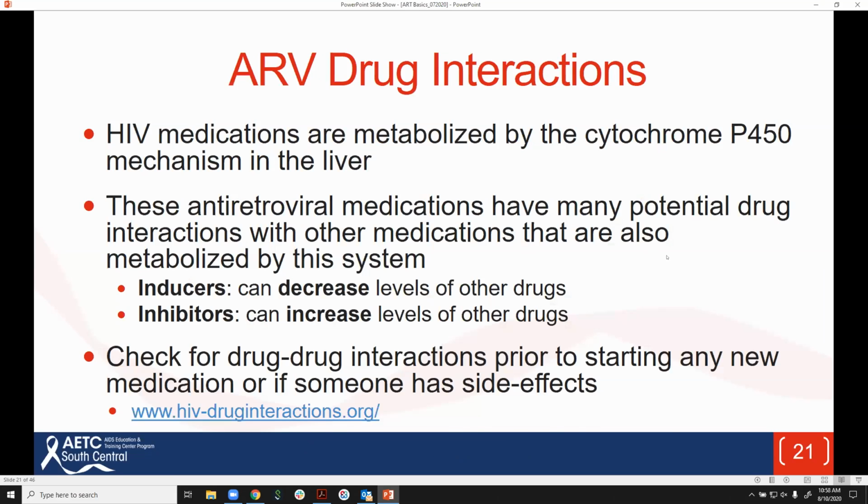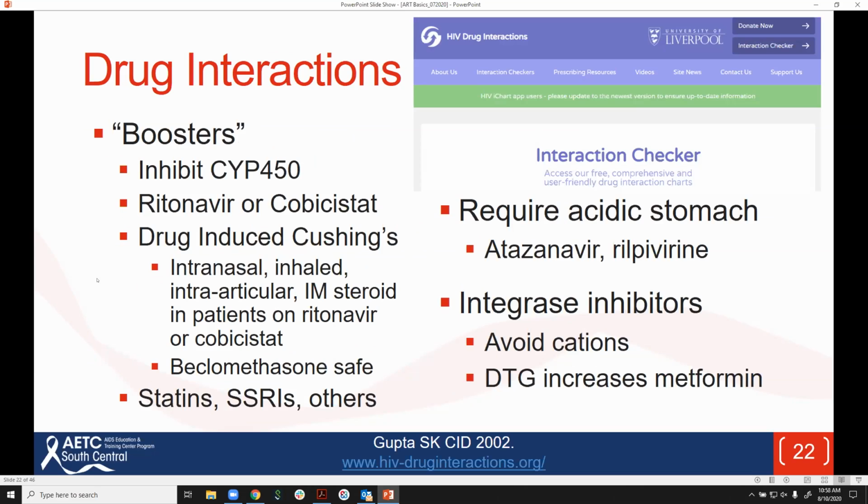So drug interactions are really very important to recognize, and a key thing to take away from this session is just assume there's a drug interaction and then prove yourself wrong, right? So many of the HIV medications are metabolized by the cytochrome P450 mechanism in the liver. They may have potential drug interactions with other medications that are also metabolized by the system. And so they may be inducers that can decrease the level of other drugs, or inhibitors that can increase the level of other drugs. So we recommend that with any new medication, or if someone has side effects, we check for drug-drug interactions. This is a terrific website, the Liverpool Drug Interaction site. It doesn't cost anything. You can put that in your favorites and your internet check.